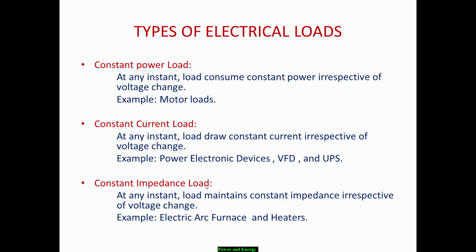Constant impedance load. At any instant, the load maintains constant impedance irrespective of the voltage level. That means, in order to maintain impedance constant, if voltage increases, current also increases. If voltage decreases, current also decreases. Heaters and electric arc furnaces are the better examples for constant impedance load.